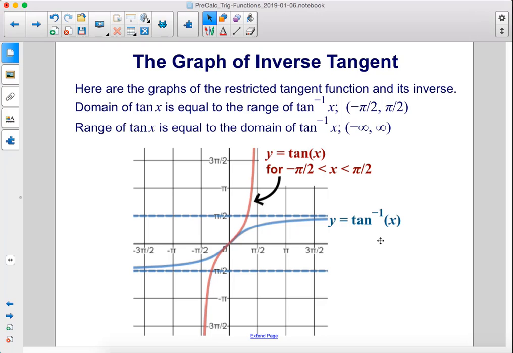Here are the graphs of the restricted tangent function and its inverse. Domain of tan x is equal to the range of arctan x, negative pi over 2 to pi over 2. The range of tan x is equal to the domain of arctan x, which is negative infinity to positive infinity.